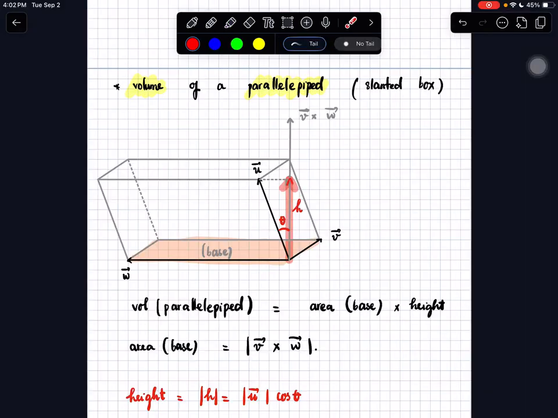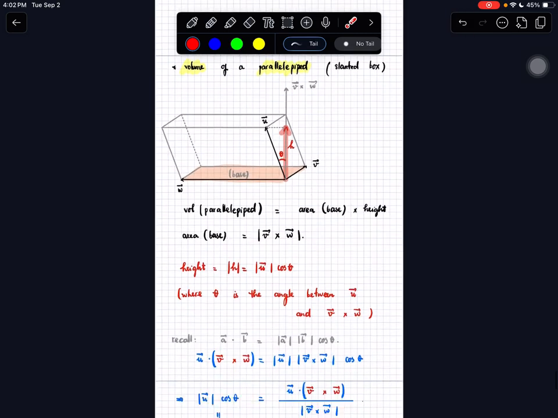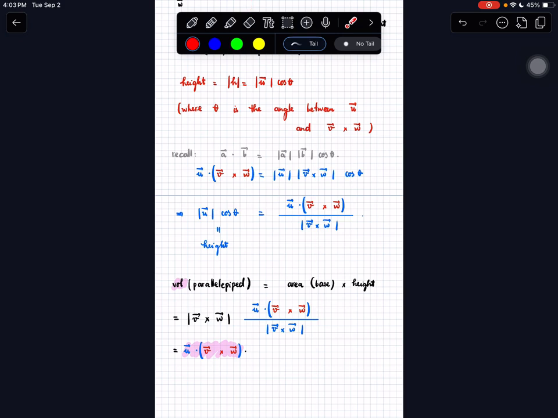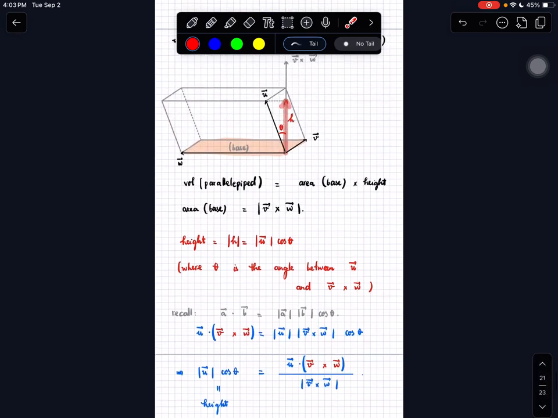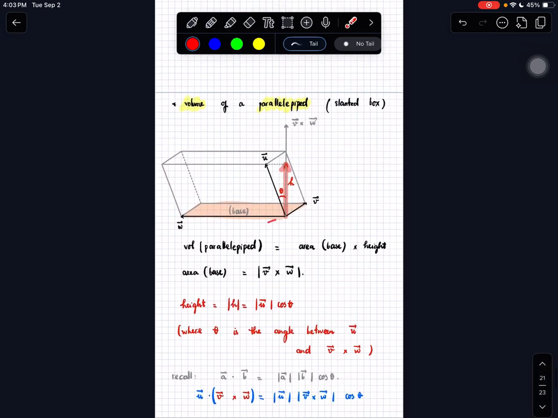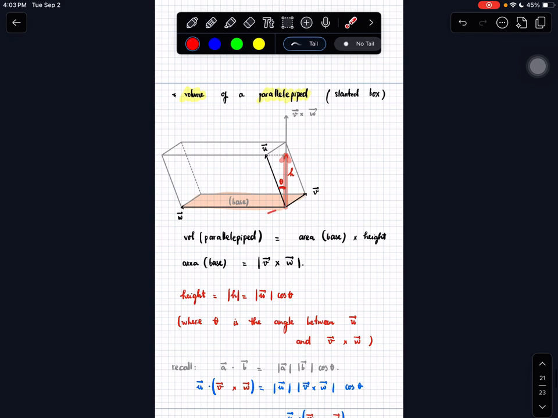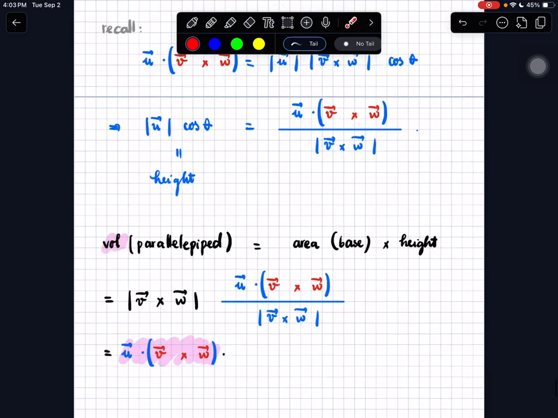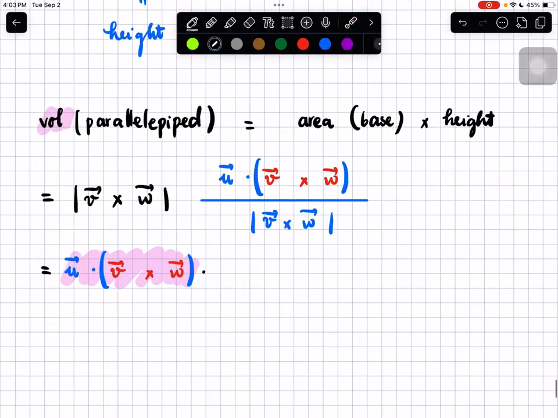In this case, the formula nicely gives us the dot product here, and depending on the order of u, v, w, the angle theta gives us a cosine that is positive or negative. So in general, you just need to put the absolute value here so that this is always positive, and this is the volume of the parallelepiped.